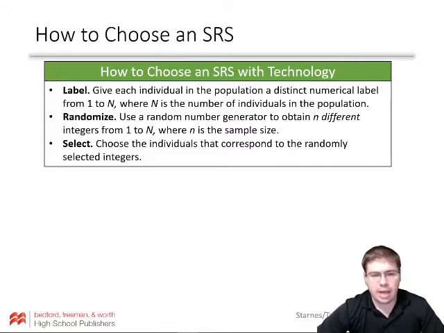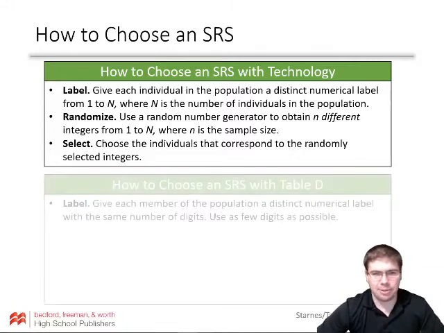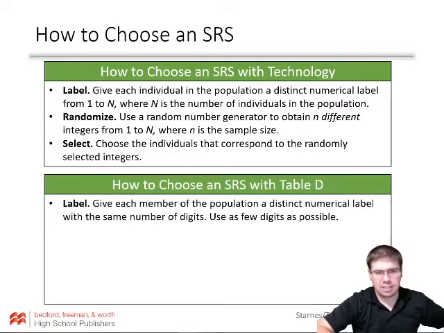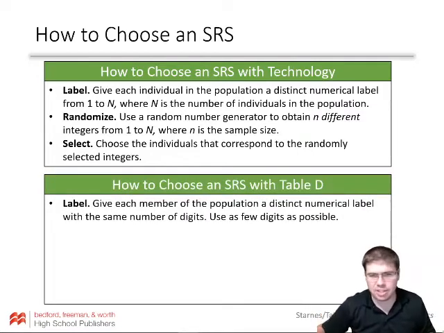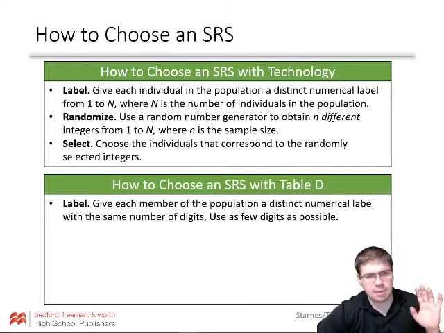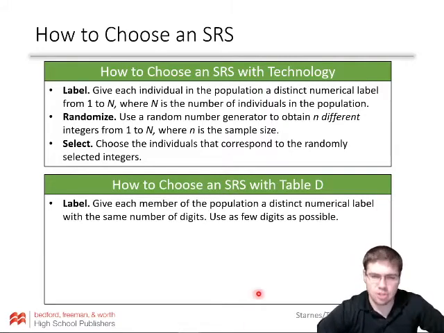All right, how do you do this with the table? I think I gave you guys a little bit of a spoiler look at the table of random digits. So this is exciting. We're going to use the table of random digits now. So it starts out pretty much the same. Label every individual with a distinct numerical value. And in this, you want to choose as few digits as possible. This table is kind of an inefficient way. This really is the worst way of doing it.